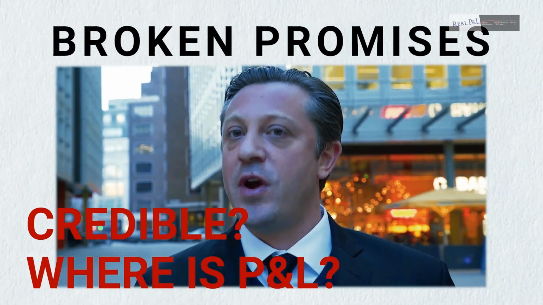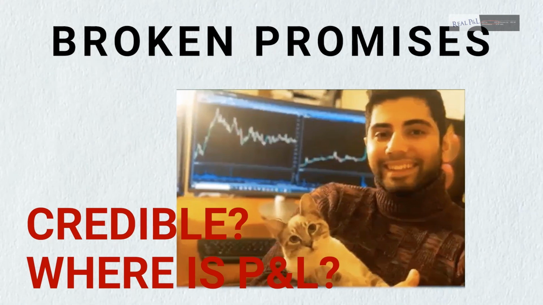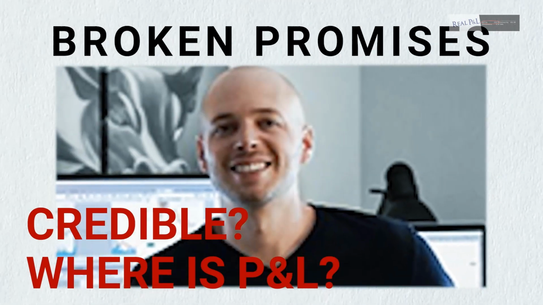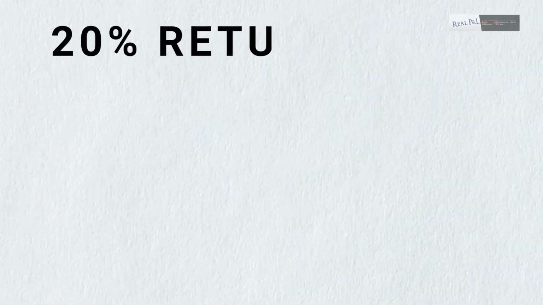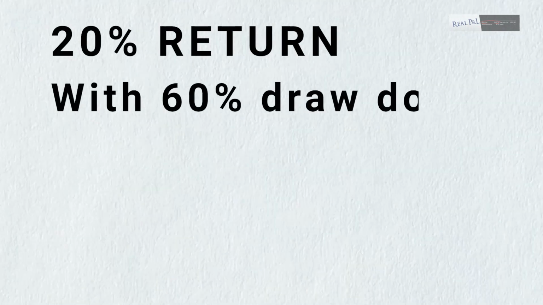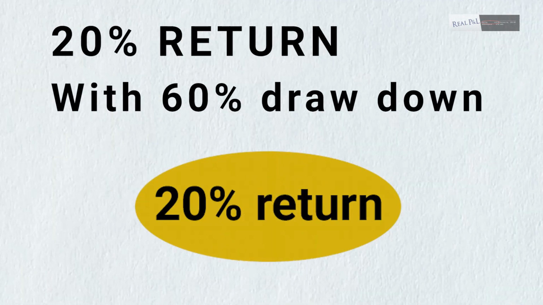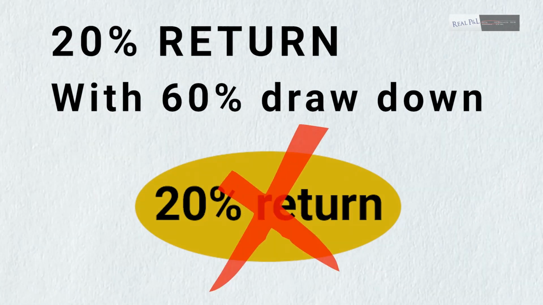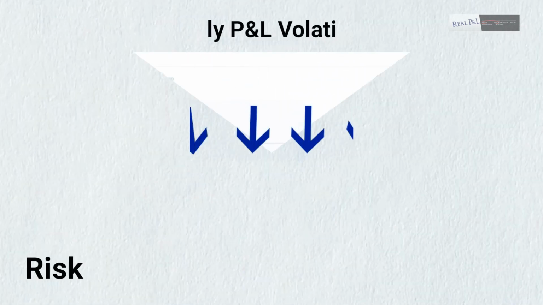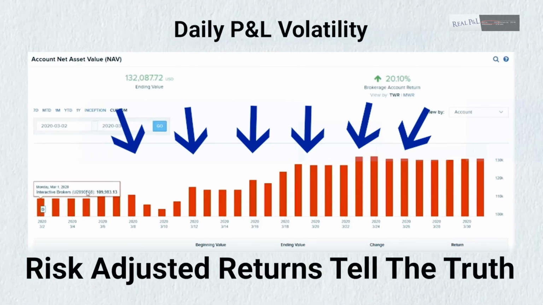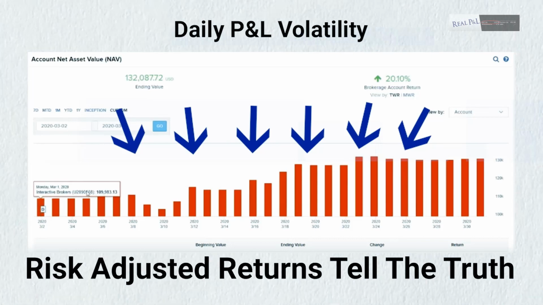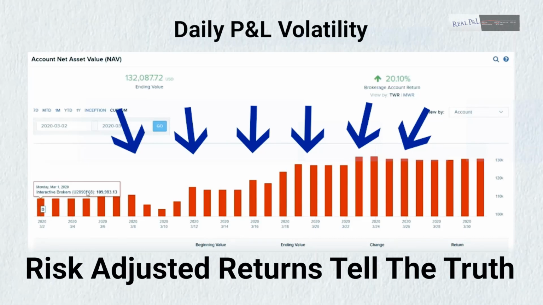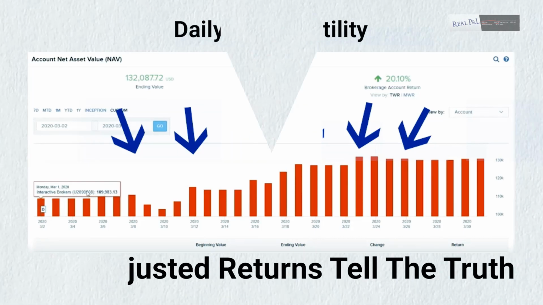Not only share P&L, but also share the account P&L volatility, which means how much did the account move up or down? If your account made a 20% return, but it was down 60% at one point, then the 20% return is not a good return on risk. Sharing the P&L volatility is important because risk-adjusted returns are the truth. And this is why I share my P&L and I show my daily moves of my P&L.